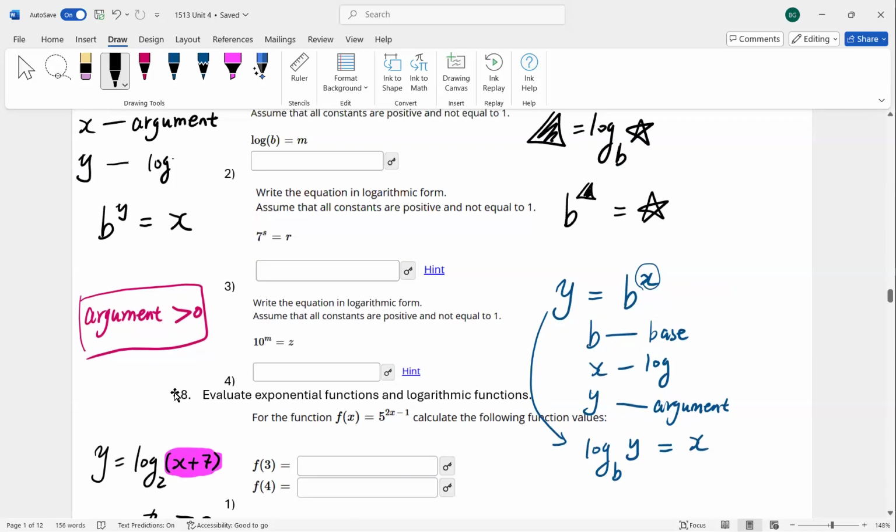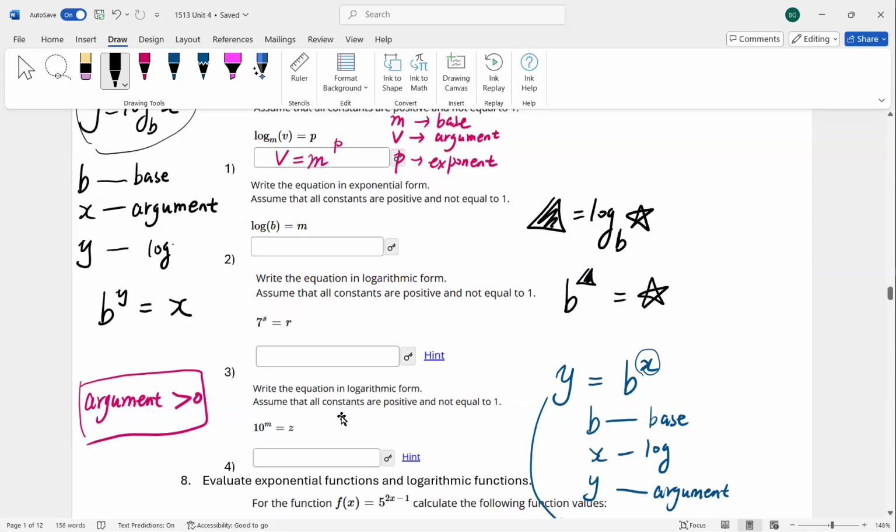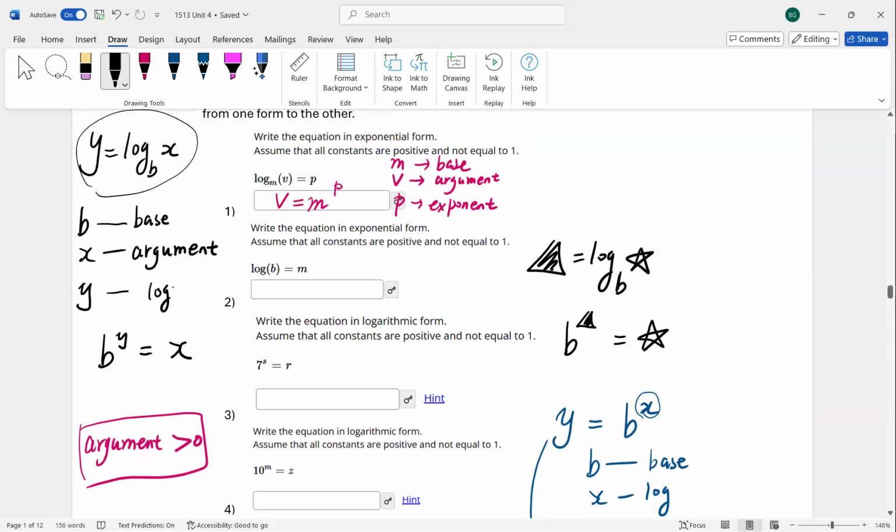Okay, and then let's look at the conversion between the two forms again. If we are given a logarithmic form, we have to identify the 3 parts. B is always the base, the star would be the argument, and the triangle is the log. Remember, log is a piece of wood, which should be on the shoulder of the base. So we can convert to b to the power of triangle equals the remaining part, which is the star, the argument.